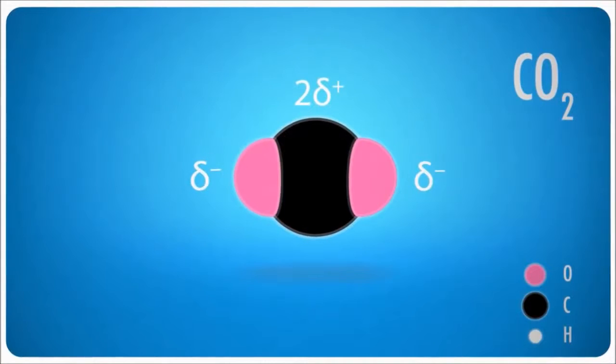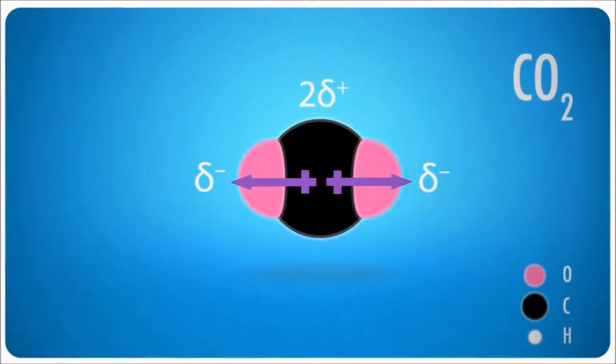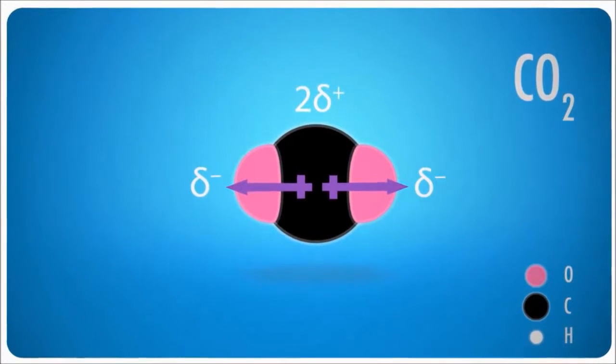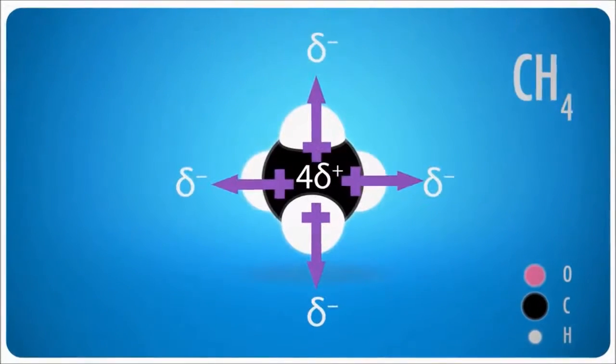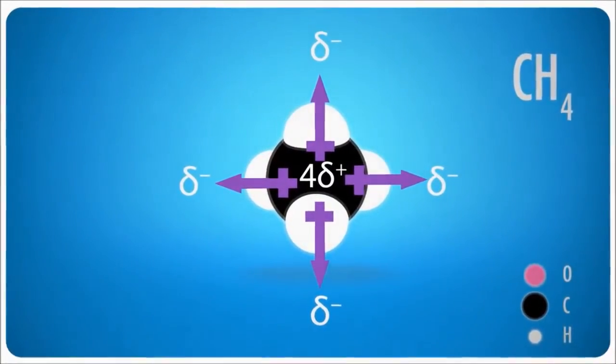CO2 here has the charge asymmetry locked up, but because the molecule is linear, in a straight line, it's a kind of symmetrical asymmetry. The same thing goes for CH4 with its tetrahedron of weakly electronegative hydrogens around a more strongly electronegative carbon. These molecules have polar bonds, but the molecules themselves are not polar because the symmetry of the bonds cancels out the asymmetry of the charges.